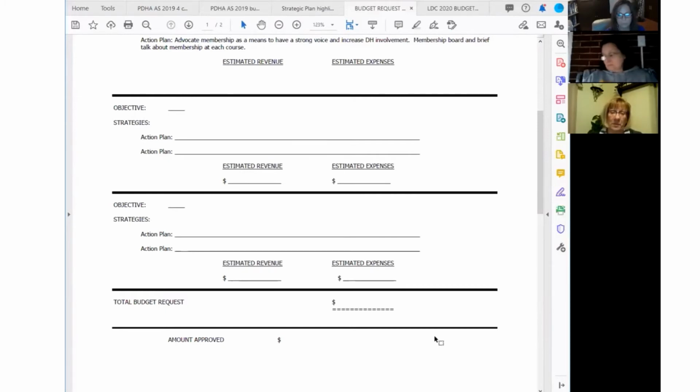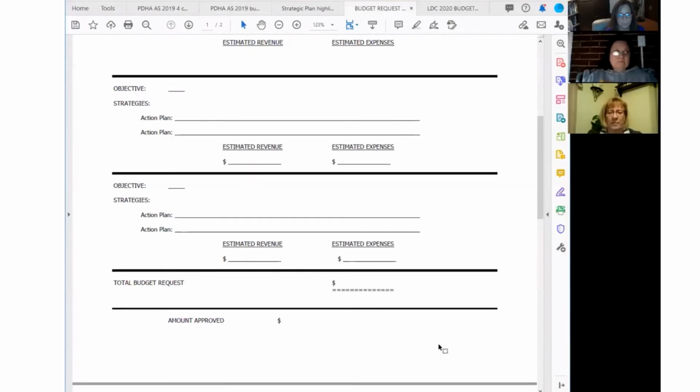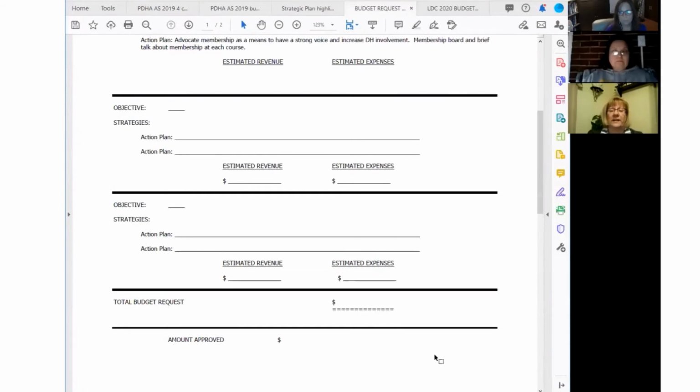Now, please remember that the X amount of dollars is your proposed allotment of money. It does not mean that if you do not utilize all those funds, you have it for the coming year. It's a budget for 1 year and 1 year only, and it is budgeted for what the budget committee received.